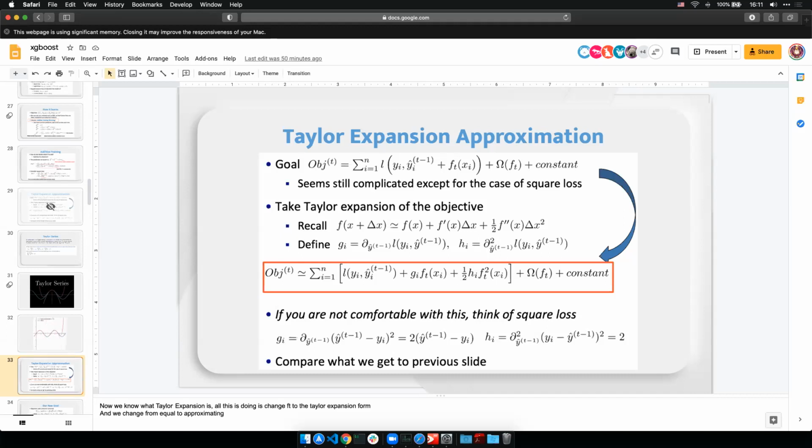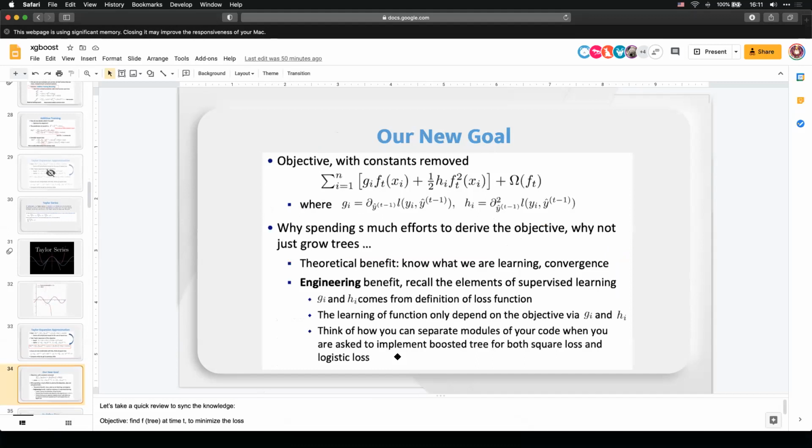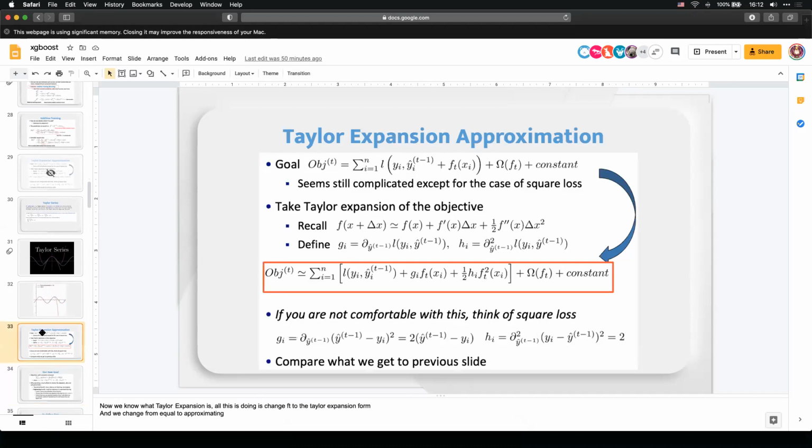All right, should we keep going, or is everyone lost? All right, so yeah, I think it's totally okay if this part confuses you. You can figure these out later, but what's important to know at this step is that we have redefined our objective function from this into this. So this is our new goal.